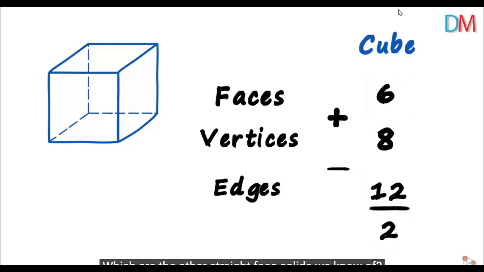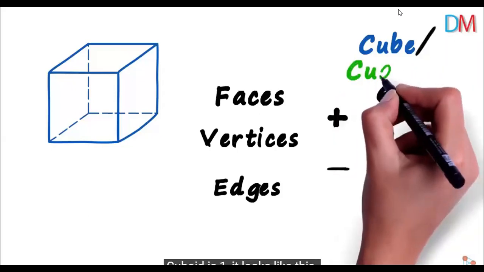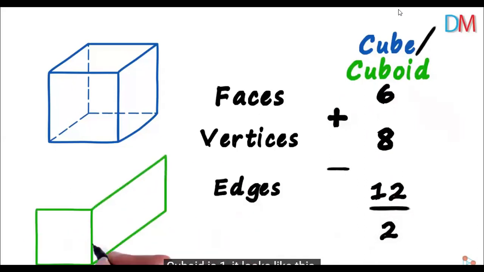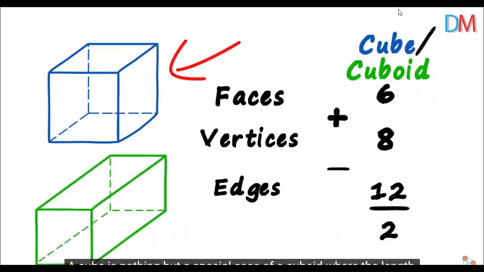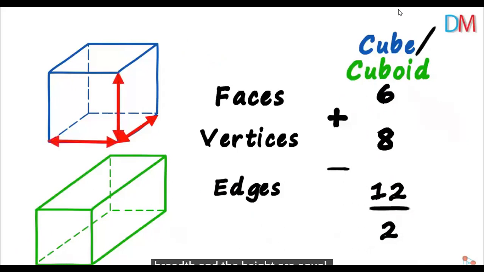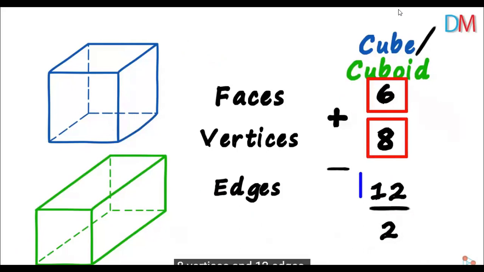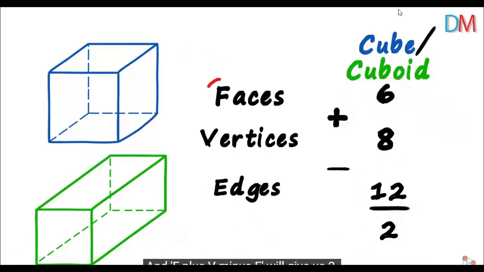Which are the other straight-face solids we know of? Cuboid is one. It looks like this. A cube is nothing but a special case of a cuboid where the length, breadth, and the height are equal. So a cuboid also has 6 faces, 8 vertices, and 12 edges. And F plus V minus E will give us 2. Let's see if it works for other straight-face solids.